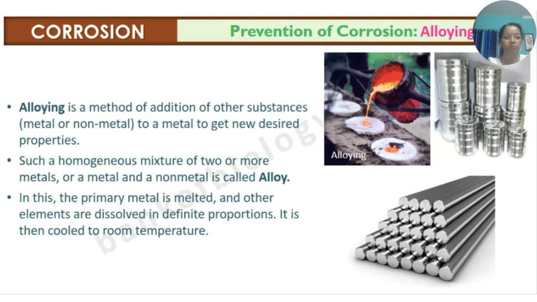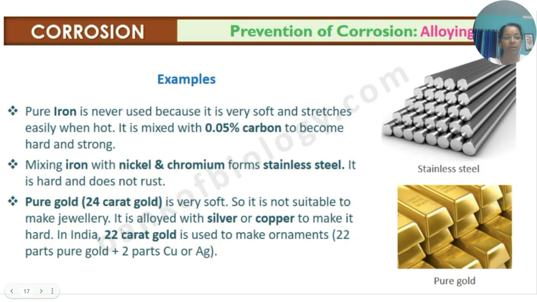Okay, now alloying is another method, that is addition of other substances. It can be a metal or a non-metal to a metal to get a new desired substance. For example, the definition is given here. A homogeneous mixture of two or more metals or a metal and a non-metal is called an alloy. It's a homogeneous mixture. Okay. Examples of alloys are given. Pure iron is mixed with 0.05% of carbon. We get steel.